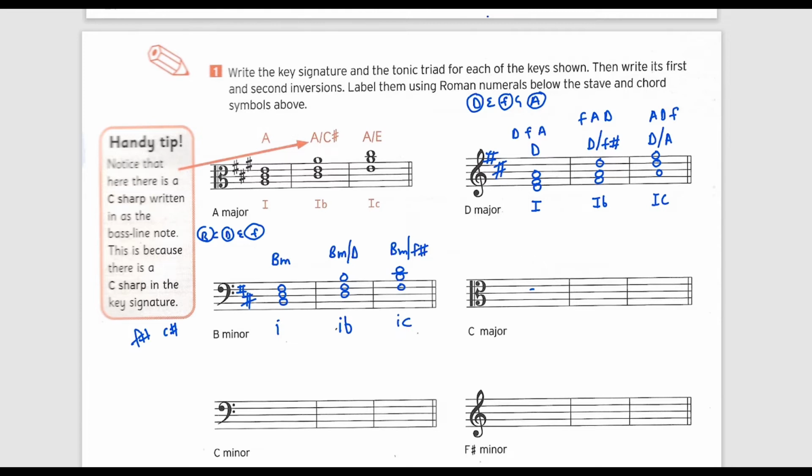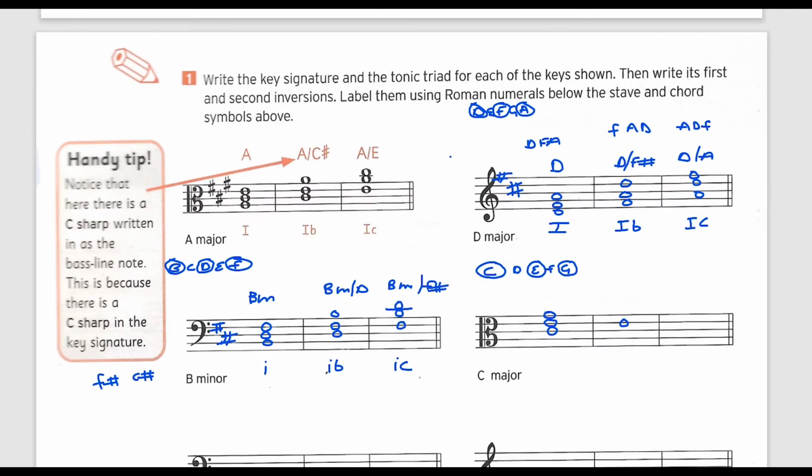So take C, D, E, F, and G. Here C, D, E, F, and G. We're going to take C, E, and G. So we're taking C. Next one we're going to have our E. So let's start from E, then G, then we have A, B, and then C here. Okay.